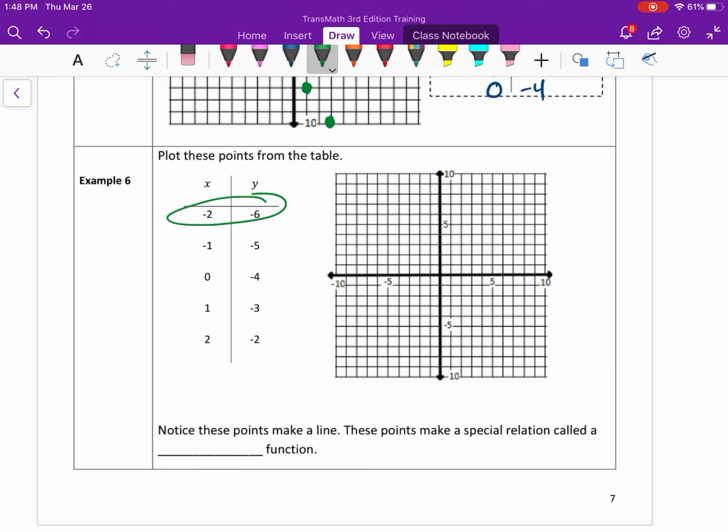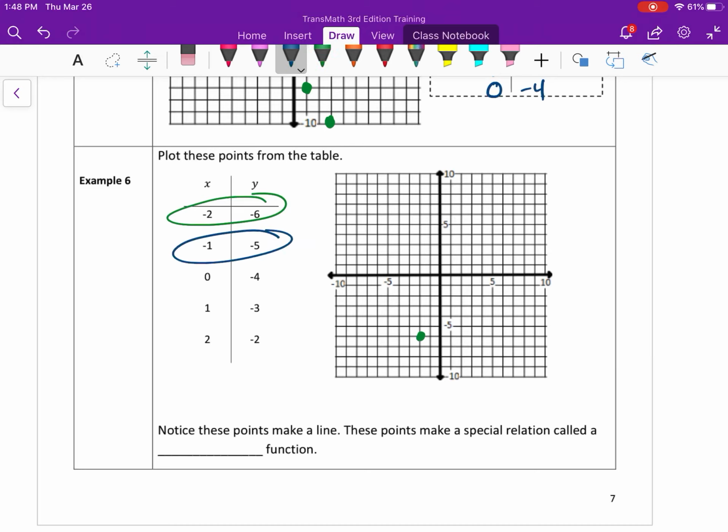Our first point being negative 2, negative 6. You can pause here if you want to try this on your own, and then press play when you're ready and see if you got it right, or just follow along. Negative 2, negative 6. So from the origin, 0, 0, go left 2, then down 6. It should be right there.